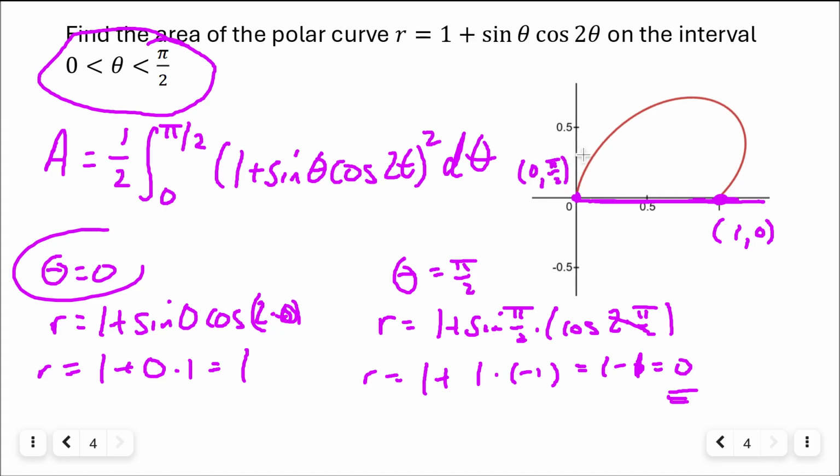So that's what I need you to understand. Just because you see a point at 0 at the origin does not mean that 0 is the angle that gave you this value. You have to be very careful here because, again, there's other angles here that also could potentially give you 0 as an r value. So you do have to be very careful. Okay, this is how I would find the area.